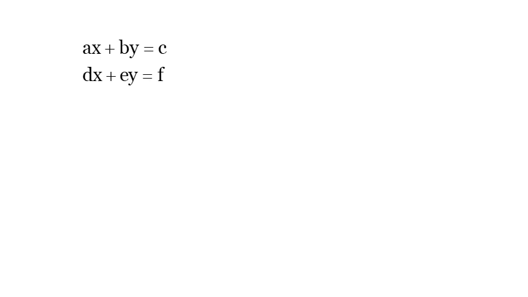So let's say you start off with a system such as this. You have a coefficient of A, a coefficient of B, a solution of C. You have another coefficient of D, a coefficient of E, and a solution of F. It looks like your standard form equation that we've used elimination for in the past.